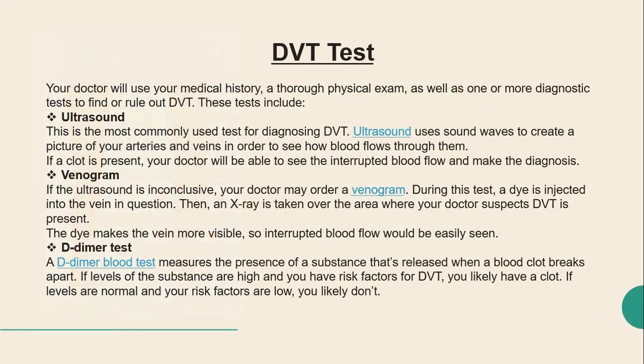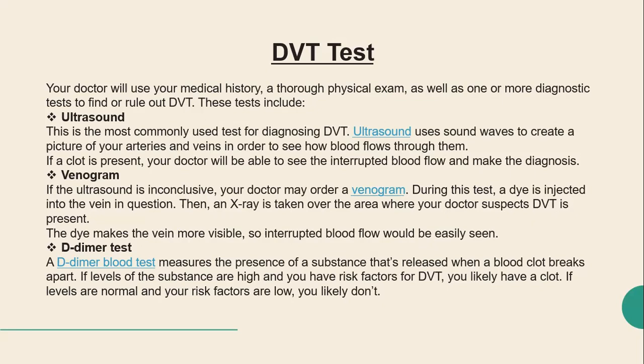It uses sound waves to create a picture of your arteries and veins in order to see how blood flows through them. If a clot is present, your doctor will be able to see the interrupted blood flow and make the diagnosis. Venogram is inconclusive, and in this test, a dye is injected into the vein and then the X-ray is taken over where the doctor suspects the DVT is present or not. The dye actually makes the vein more visible so the interrupted blood flow would be easily seen.